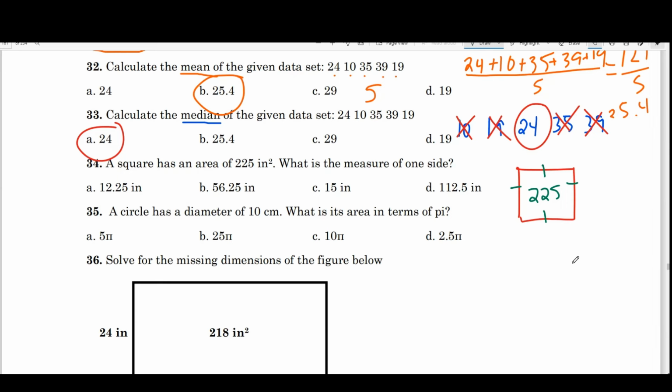Because we're dealing with a square, I know if I want to find the area, I do side times side. That's the same thing as saying side squared, which would be the area. So if I say side squared equals 225, to solve for that side I take the square root of both sides. The S will be equal to 15, because 15 times 15 gives us 225.